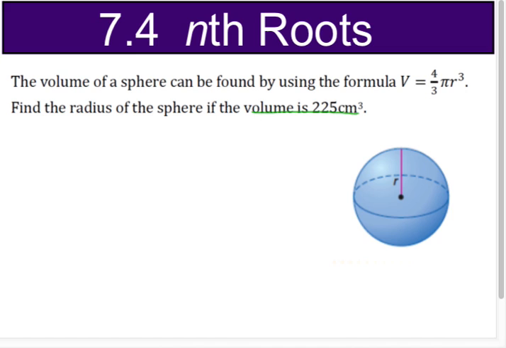So the volume is, so I'm going to take this and plug it in for V. Okay, so I have 225 is equal to 4/3 pi r cubed. And I want to find the radius. So I want to get r by itself. So the first thing I would do is I would get rid of this fraction. So in order to get rid of a fraction, we multiply by the reciprocal.